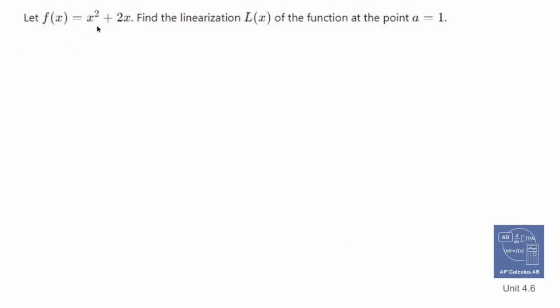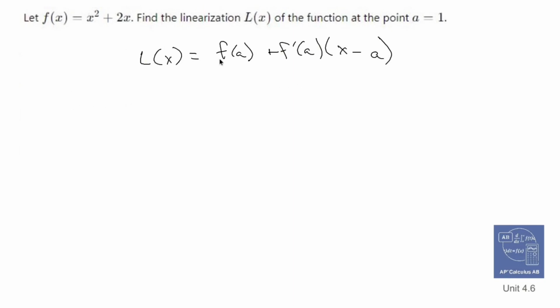Let f of x equals x squared plus 2x. Find the linearization L of x of the function at the point a equals 1. Well, the linearization formula is this: L of x equals f of a plus f prime of a times x minus a. If you're looking at that and thinking point-slope thoughts, you're thinking correctly.